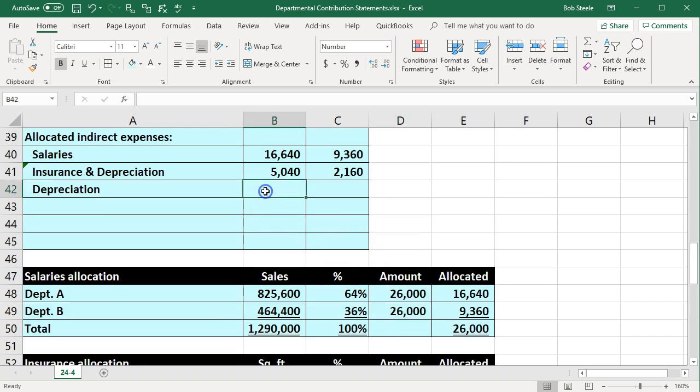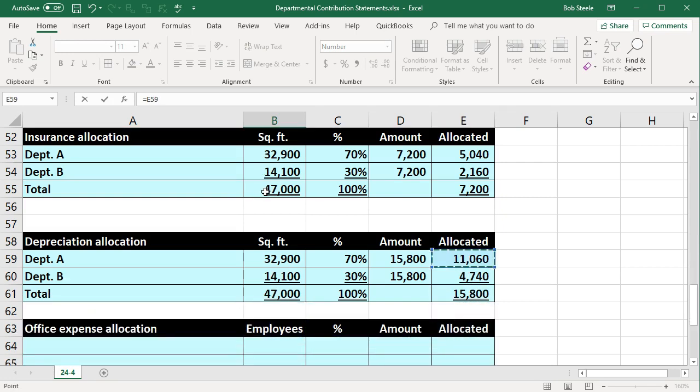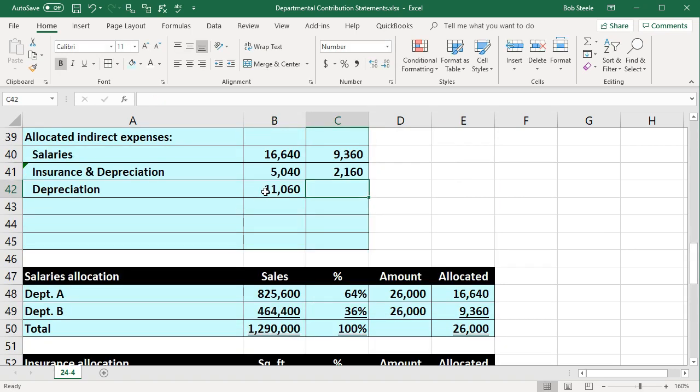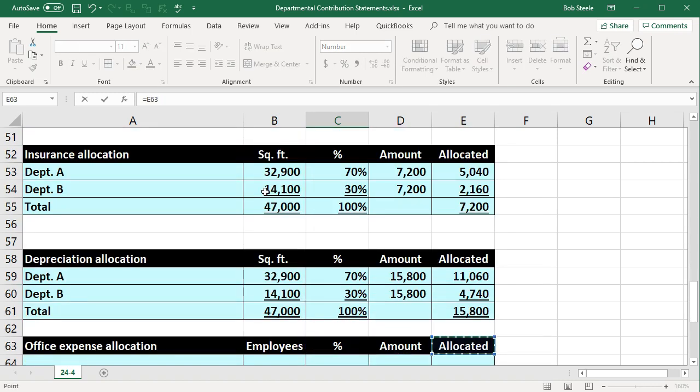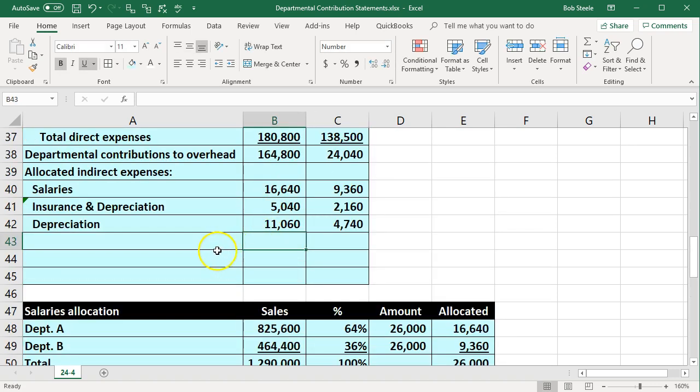We'll scroll back up, we'll put that in place. So in B42, this equals, scroll back down, we're picking the 1160 tab, and then this equals, scrolling back down, we'll pick up the 4740 and enter. So there we have those two items. So there is depreciation. Then the next line item, office.